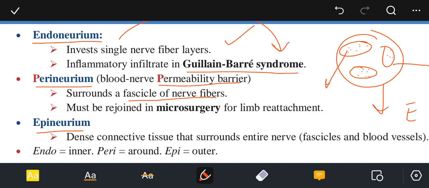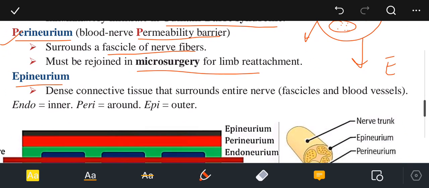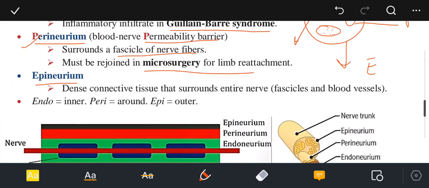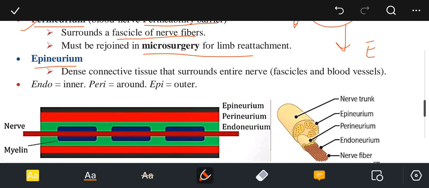In this discussion, we are moving from inside to outside. Firstly, we have discussed endoneurium. Now we are talking about perineurium. It surrounds the fascicle of the nerve fibers, and must be rejoined in microsurgery for limb reattachment. Then we have epineurium. It is a dense connective tissue that surrounds entire nerve fascicles and blood vessels. So endo is inner, peri is around, and epi is outer.